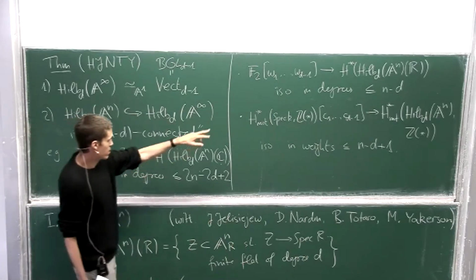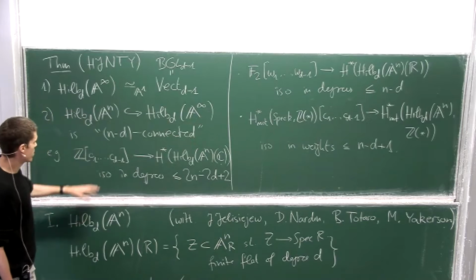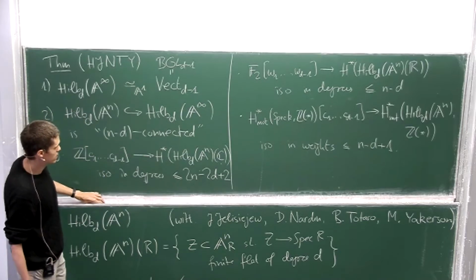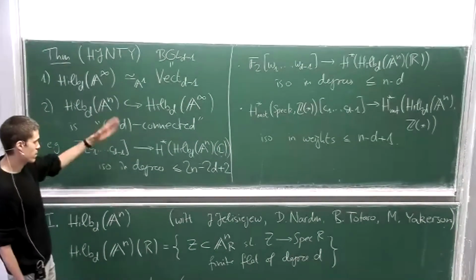This is a little bit different than the previous two examples, but somehow this is hidden in what exactly I mean by this n minus d connectivity in this A1 homotopy context. But it has all these consequences.